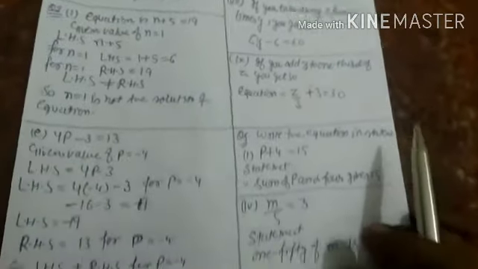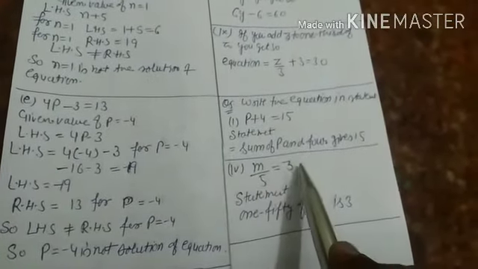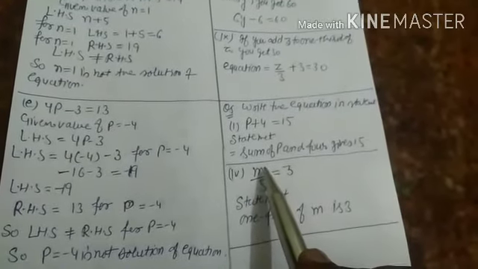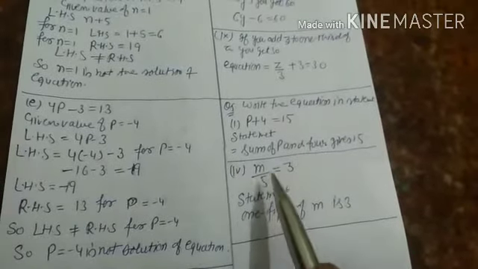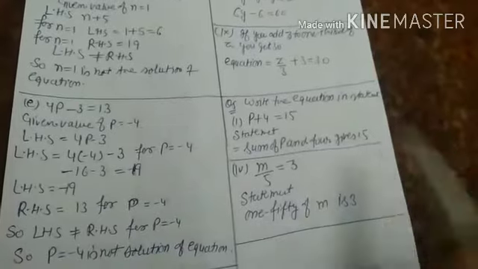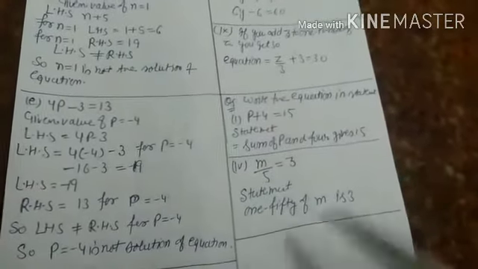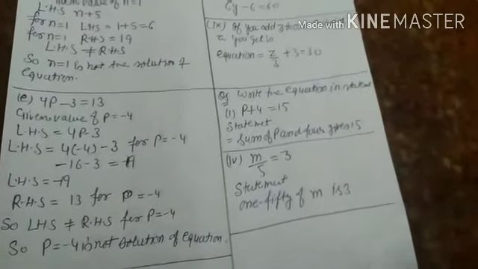We can take more examples. m by 5 is equal to 3. How to read it? It can be read m divided by 5. It can be read 1/5 of the m. Both are the same things. You can write anything: 1/5 of m is 3. Only the statement you have to write for the given equation.